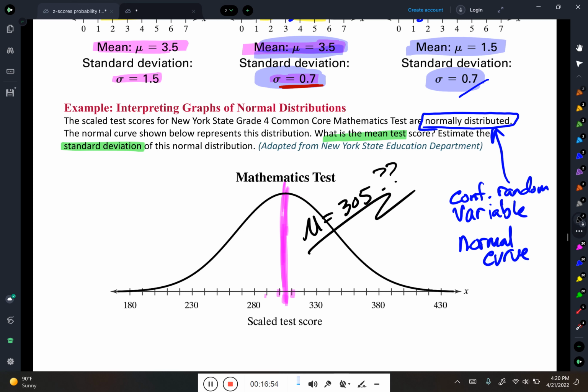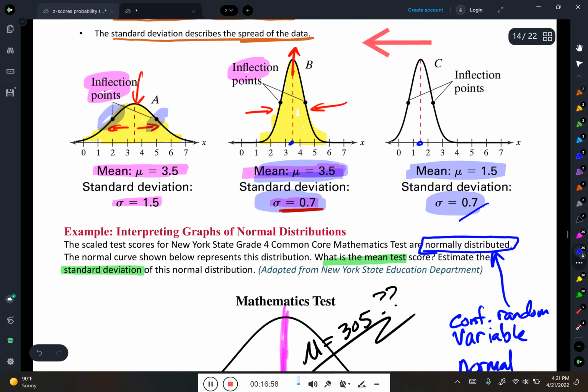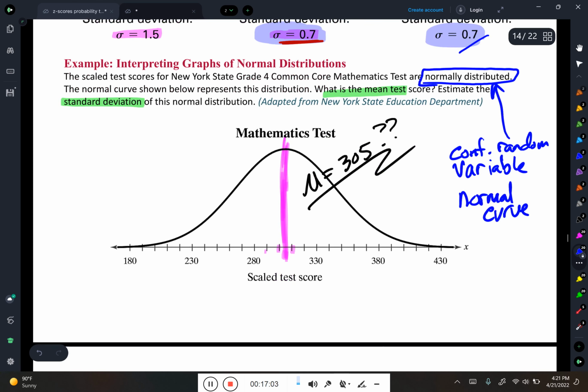Right? All right, how about the standard deviation? Well, the standard deviation is right there where those inflection points are, right? So I'm going to see if I can eyeball where that inflection point is. It looks like maybe about there and there would be where our inflection points are. So that looks like it's about, I don't know, 256 to about 260 right there. And so if the middle's 305 and that's 260, that will be a standard deviation of about 45 or so.